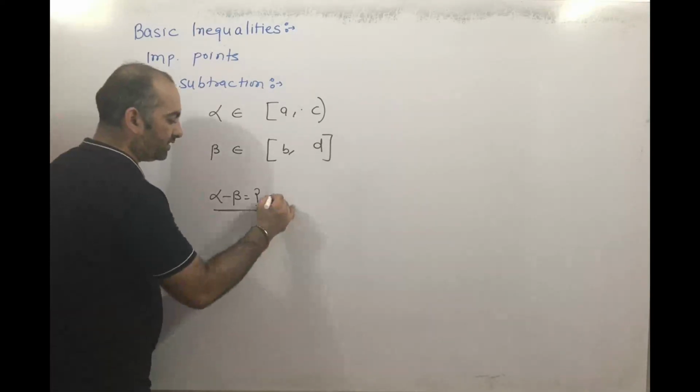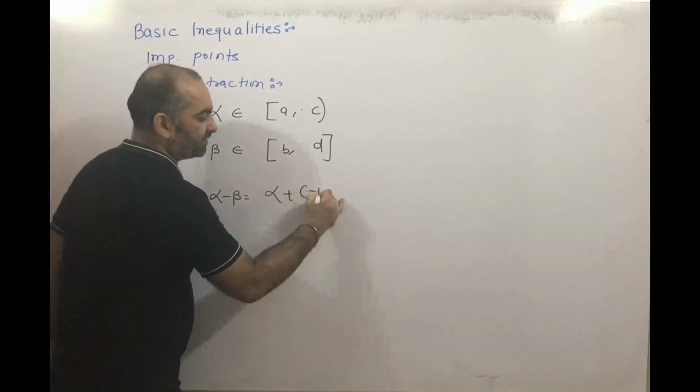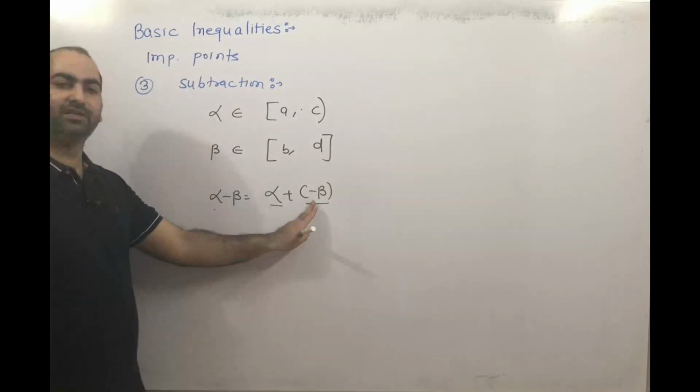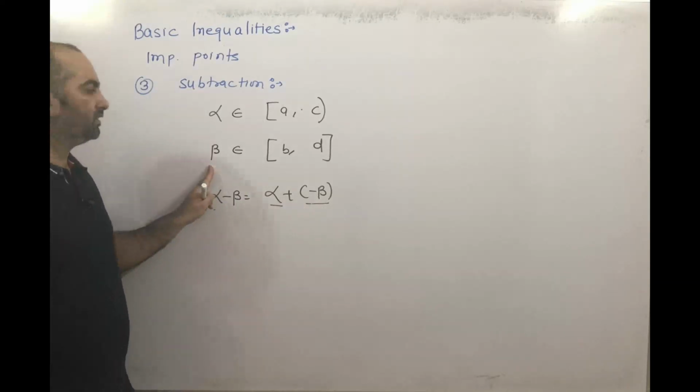So this one we can write as alpha plus minus beta. So we can find out minus beta. For finding minus beta, what will you do? We have to multiply by minus 1.